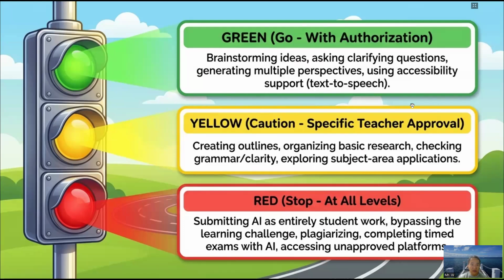Green: brainstorming ideas, go with authorization. So teachers say, hey, you can use this AI element. Yellow is anything cautionary. Red is things that they're not allowed to do. These are things that would be specifically mentioned, or that a school would need to clarify. What are the green zones? What is the yellow zone? What is the red zone? Things you cannot do within each area.